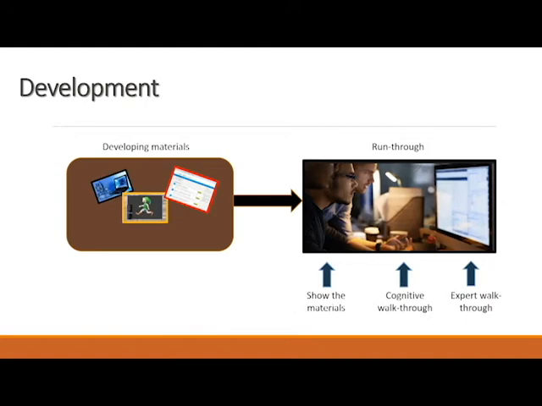On the left, you see different materials that have been produced. On the right is a run-through process, which means you show the material to the learner and then conduct a cognitive walkthrough to see if there are any problems as the learner goes through the content. Finally, you invite the expert to walk through and to see if there are any problems or issues with the material.